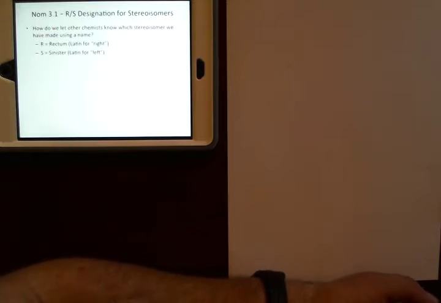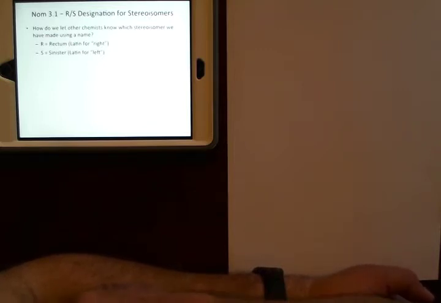Okay, so the first one we're going to talk about are the chiral centers we were introduced to in chapter 5. So we look at each individual chiral center and we give it a name. It's either going to be R or S. R actually stands for rectus, something like that, which is the Latin for right, or S, which stands for sinister, which is the Latin for left, right?